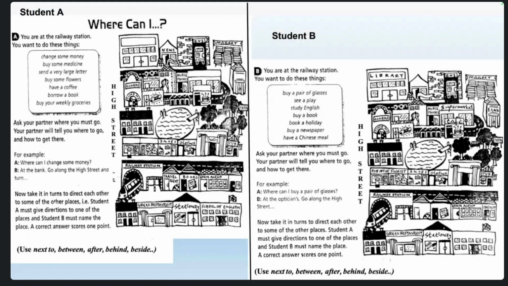So using these big images, they have the task of finding out what the other person has. So, you are at the railway station and you want to change some money, buy some medicine, send a large letter, it means a parcel, buy some flowers. Those are the things student A wants to do, and student B wants to do all these things. And they have two different sets of information, and they work on it and they complete the task.